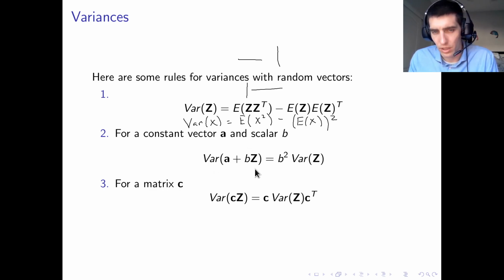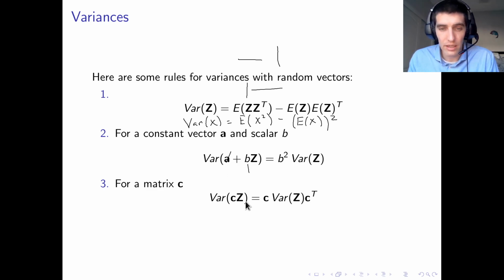Also, this is similar to the scalar case again, but if you add a constant vector A and multiply by a scalar b, when you take the variance of this, the vector A doesn't matter in the sense that it does not affect the variance, and we can then pull out the b and square it from the variance. So this is just like the scalar case. Okay? So again here, this is a variance, i.e. a variance covariance matrix of this random vector, and we can ignore the constants, pull out the scalars, and square them.